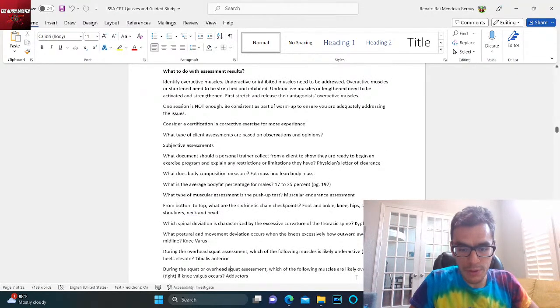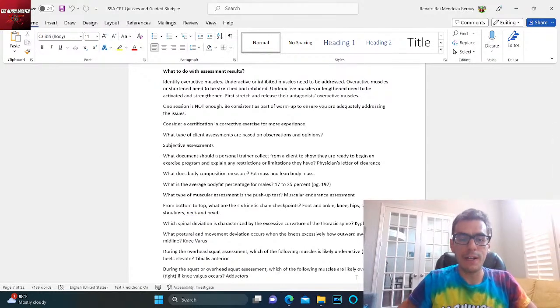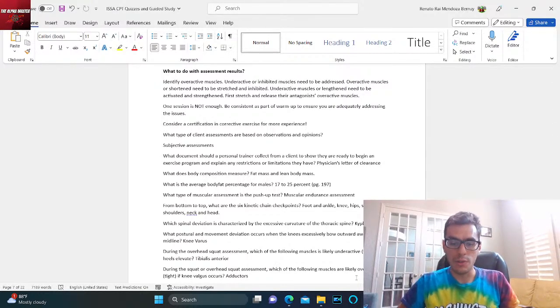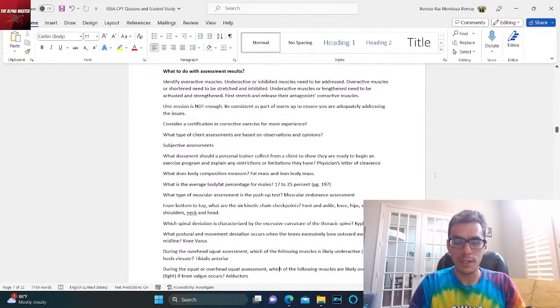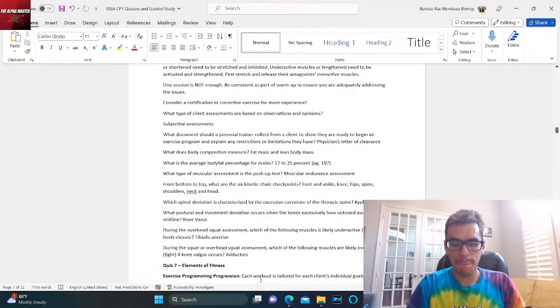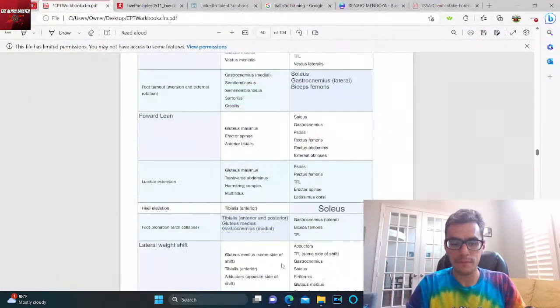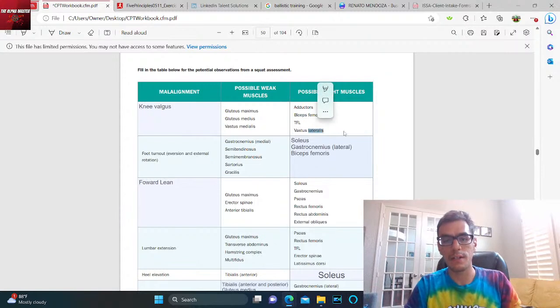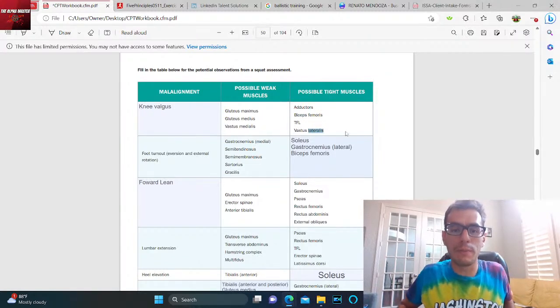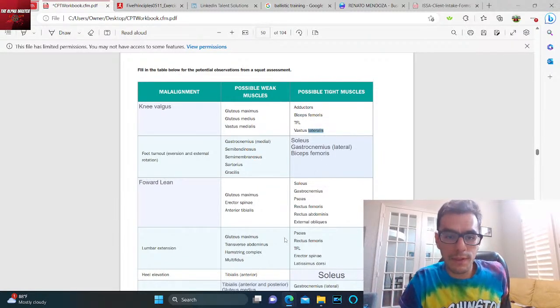During the overhead squat assessment, which of the following muscles are likely overactive, tight if knee valgus occurs? It's going to be the adductors. The adductors are going to be overactive, tight if knee valgus occurs. In knee valgus, the adductors, biceps femoris, TFL, and vastus lateralis are going to be the tight muscles. The weak muscles are going to be gluteus maximus, gluteus medius, and vastus medialis.